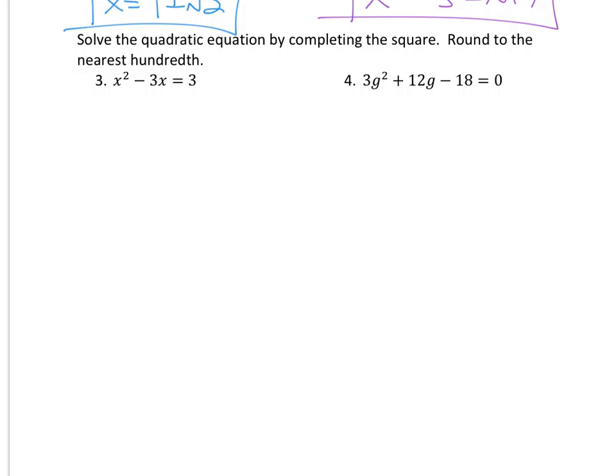Number 3, number 4, we're going to round to the nearest hundredth. That's what we're going to do here. Number 3, I put a tough one in here because we've got an odd b. We've got c already moved over, and I'm telling you it's not going to factor.